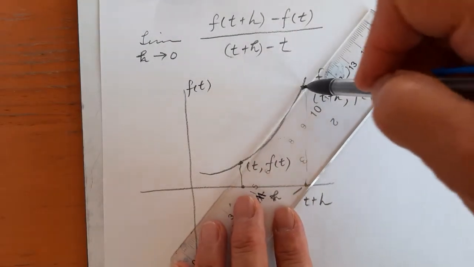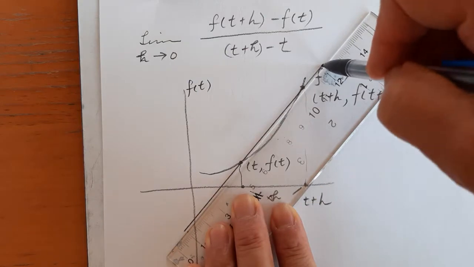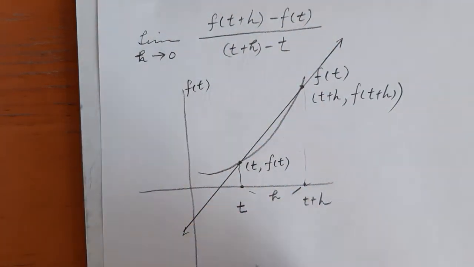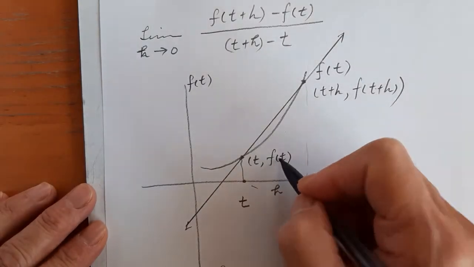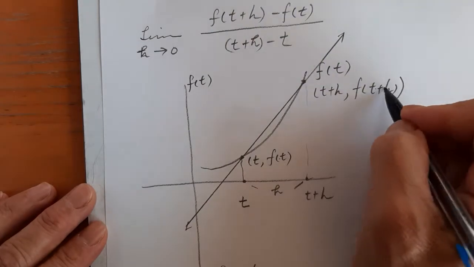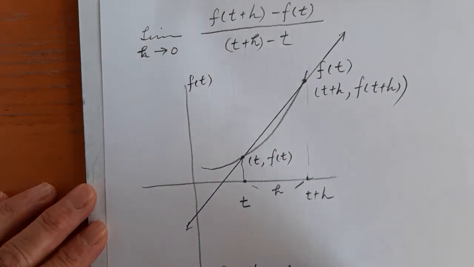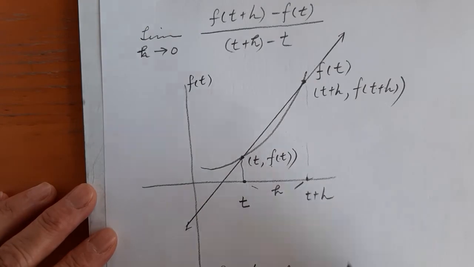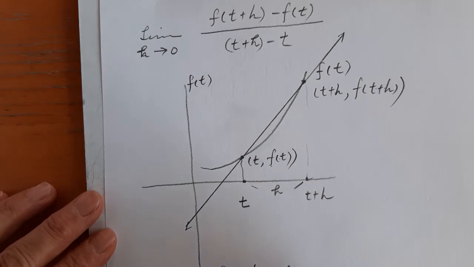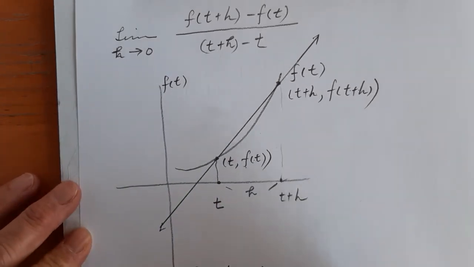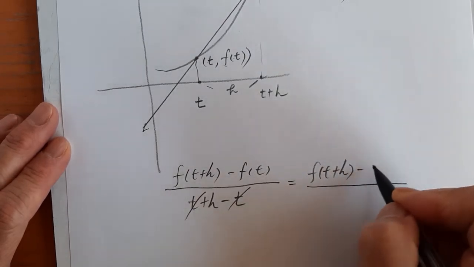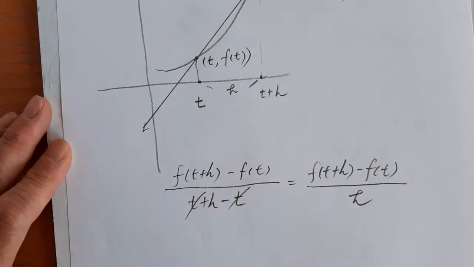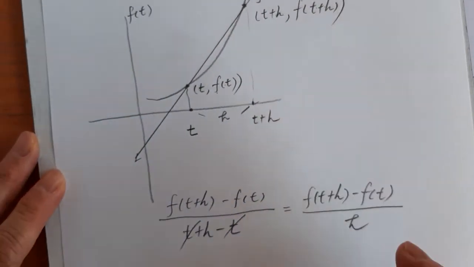A secant line intersects the curve at 2 points. The secant line slope is the y change, f of t plus h minus f of t, over the x change, t plus h minus t. Here t minus t is 0, so you get f of t plus h minus f of t over h. This is the secant line slope.